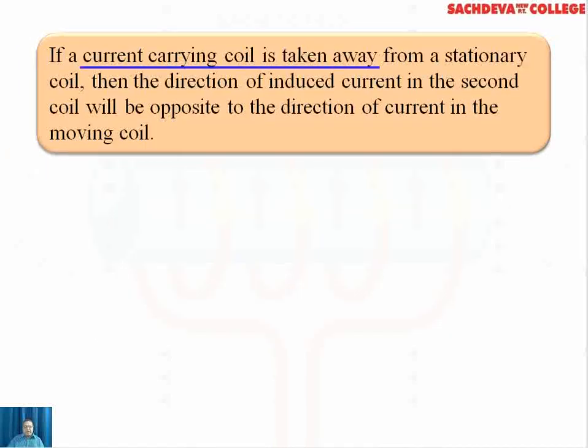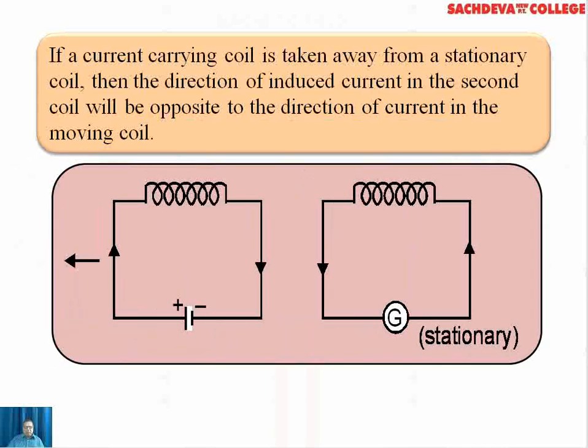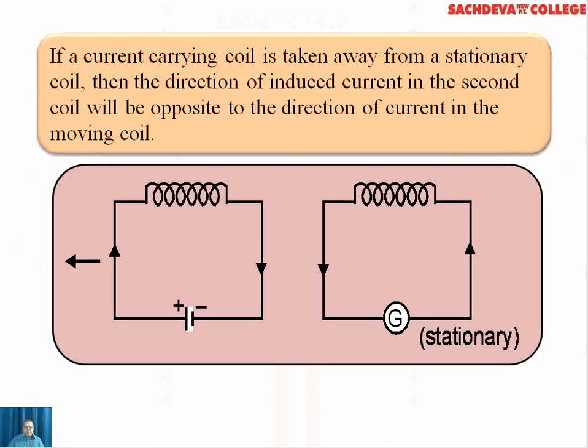If a current carrying coil is taken away from the stationary coil, then the direction of induced current in the second coil will be opposite to the direction of current in the moving coil. Now see the figure. We find here that G is stationary, and in this case the coil is taken away from the stationary coil, so the direction of induced current in the second coil will be opposite to the direction of current in the moving coil.